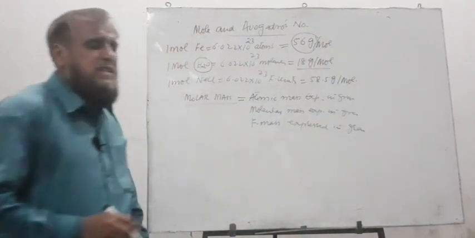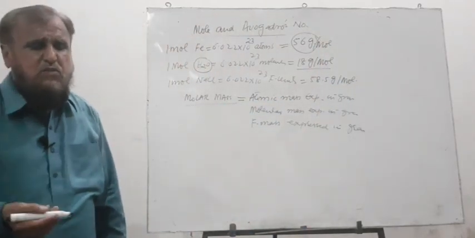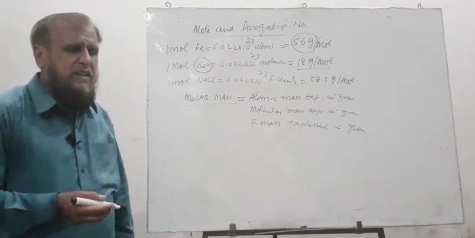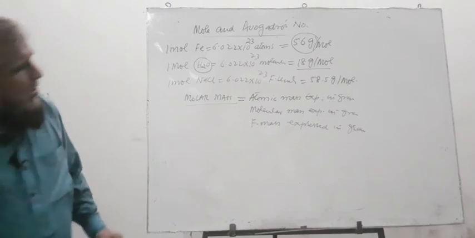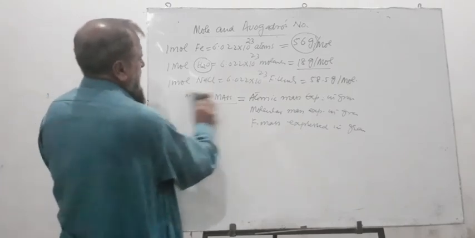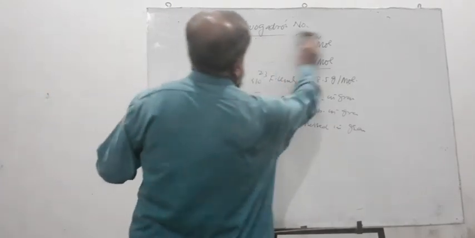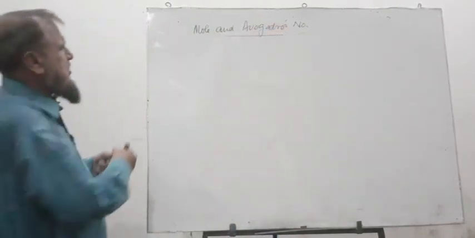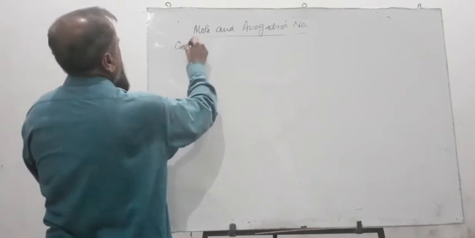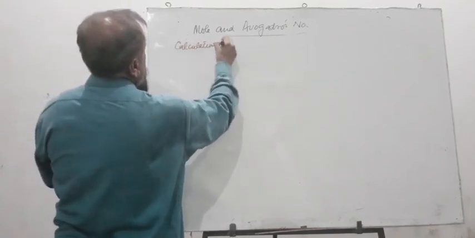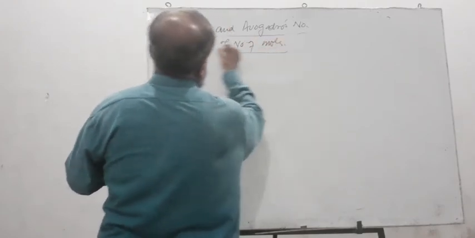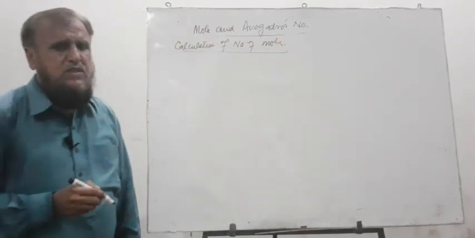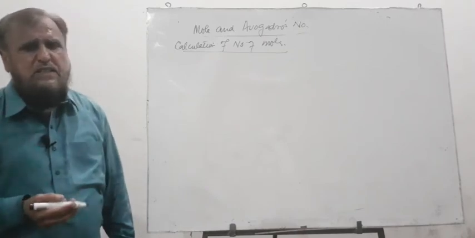So if we express the atomic weight or molecular weight or formula weight of any substance in grams, it will be called the molar mass. Now the question is how we are going to calculate the number of moles of any substance. Calculation of number of moles. There are 3 different equations which are used for calculating the number of moles.